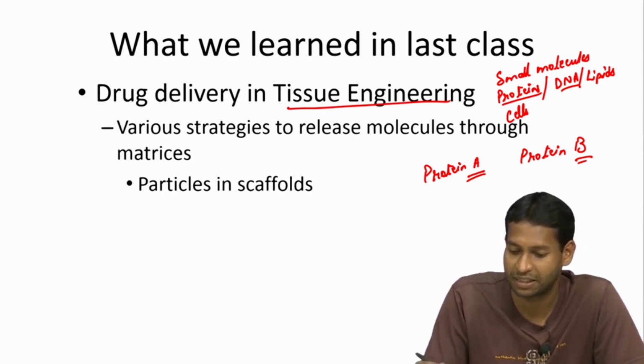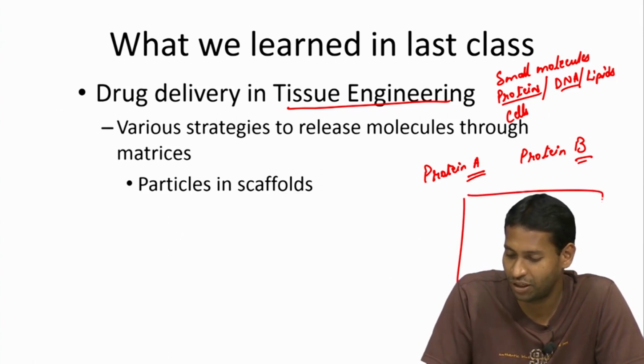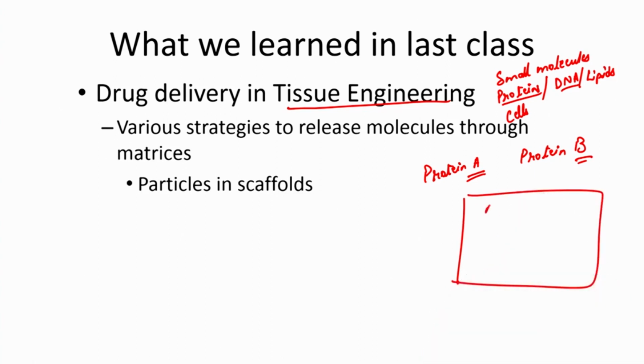Because otherwise if I just put both A and B in my scaffold, then as this matrix degrades, slowly each and every one of these molecules will start to come out. But what if I want A to come out faster and first, and then followed by B? This could be desirable in some cases, because maybe growth factor A acts first, and then only when the cells have reached a certain stage does growth factor B become useful.